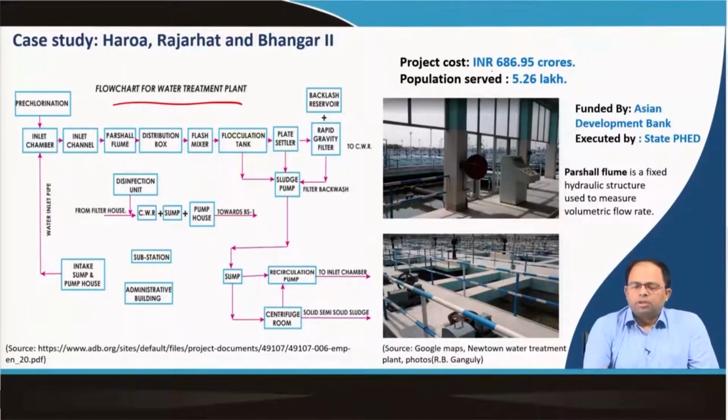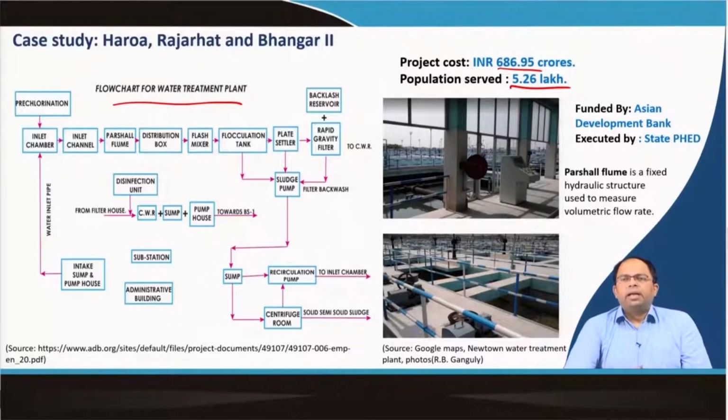So, the total project cost was around 686.95 crores. Total population served is around 5.26 million. This will give you an idea about the amount of money required for this kind of project. So that you understand that whenever you prepare a development plan, you make sure of the amount of finances that are available with the municipality. You can determine what sort of plants you can actually put in, how many of those you can put in, at what phasing you need to do that, and so on.